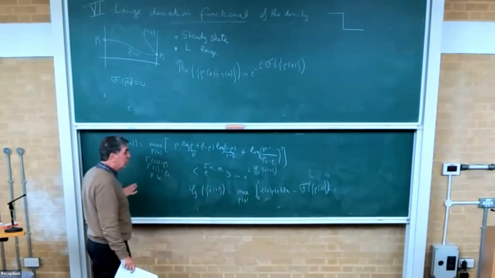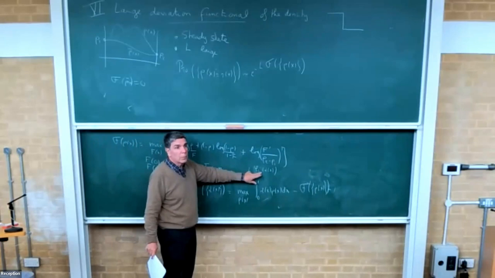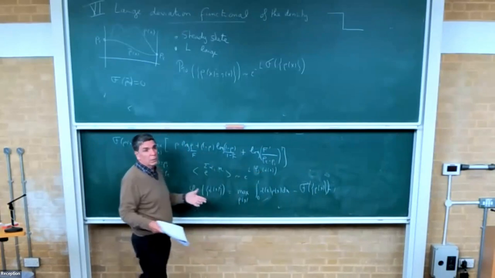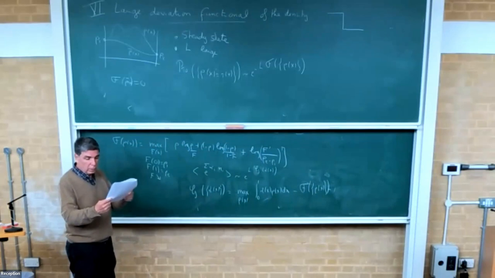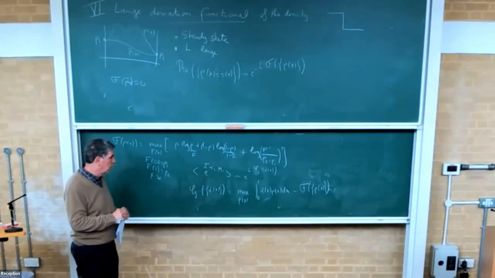Now, the thing you know in advance is that this function is a non-local function of alpha of x. And why is it non-local? Because there is this long range correlation.